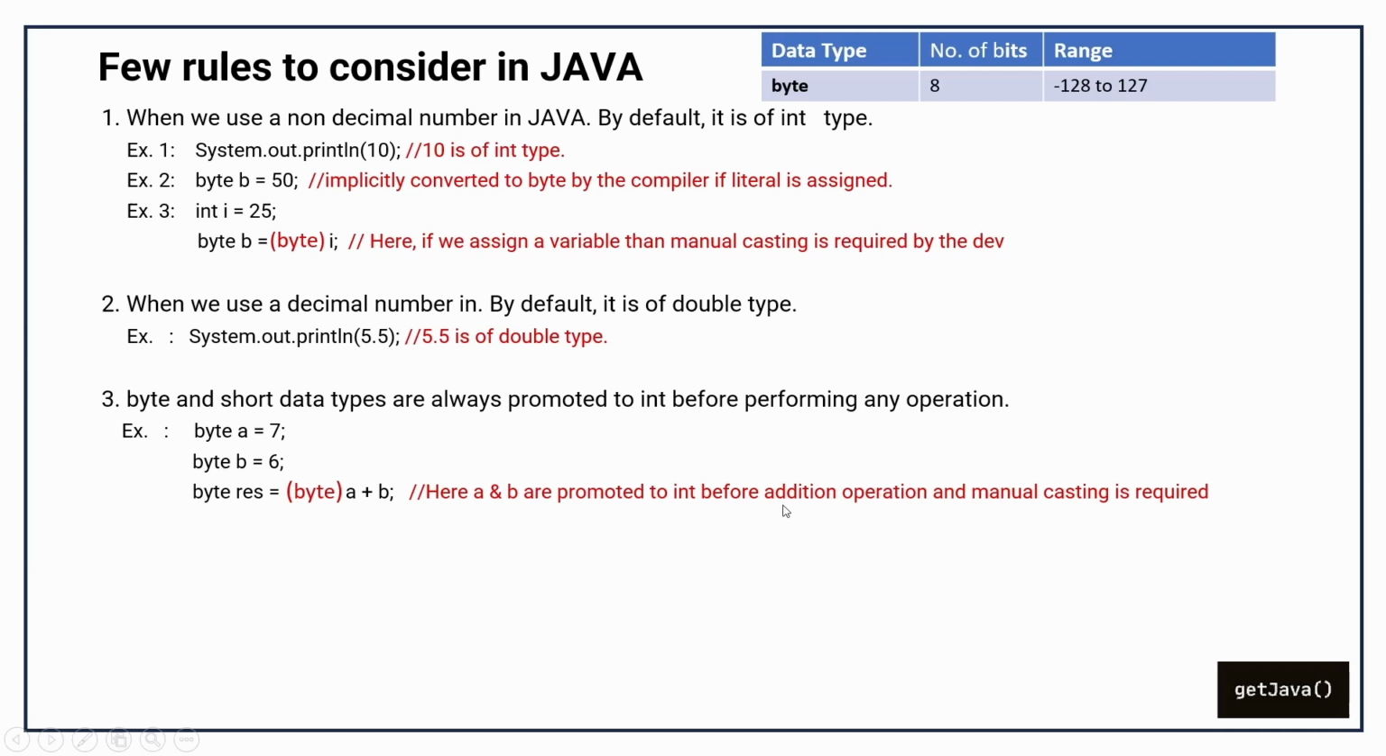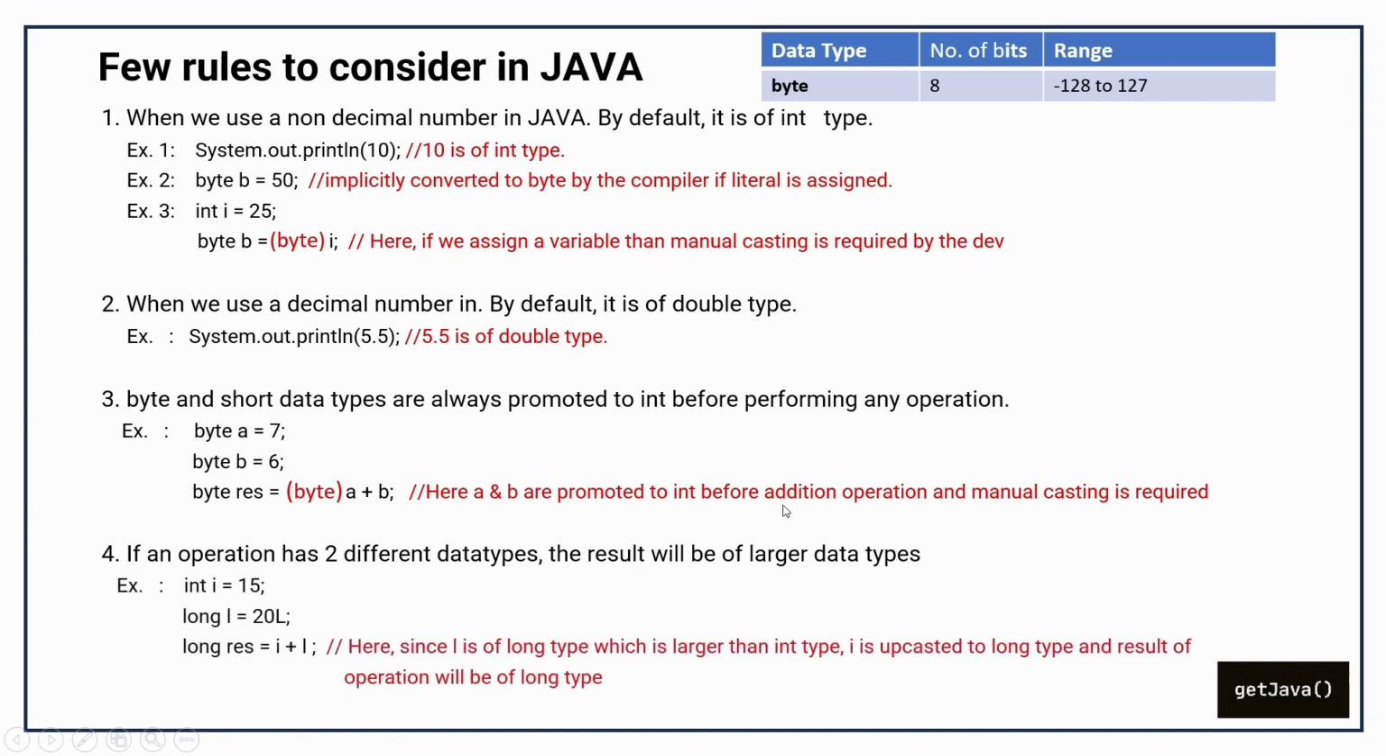Now let's have a look at the fourth rule. If an operation has two different data types, the result will be of the larger data type. What does it mean? Let's have a look at an example. Here we have a variable of int type I, which has value 15, and another variable of long type L, which has value 20. And we are trying to perform an operation on these two variables, like addition.